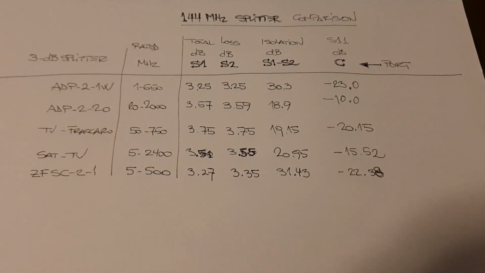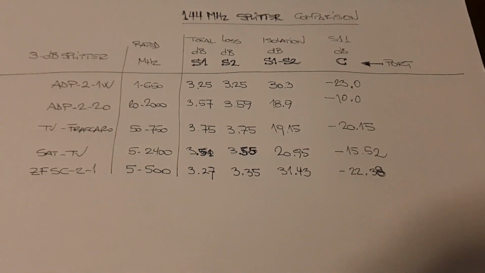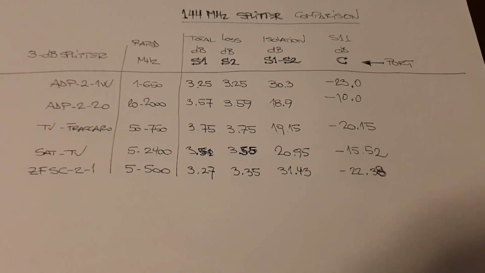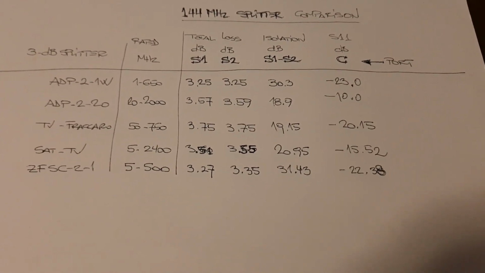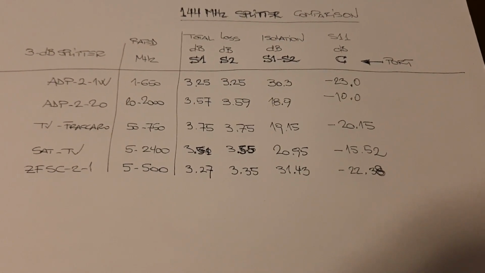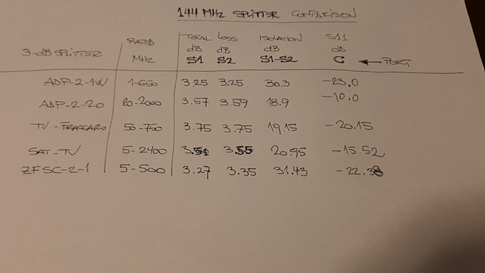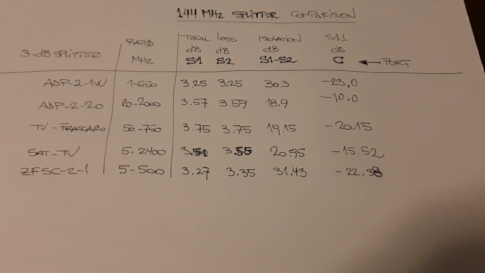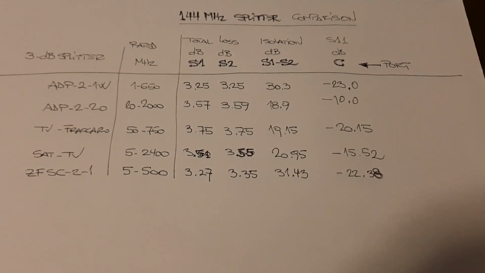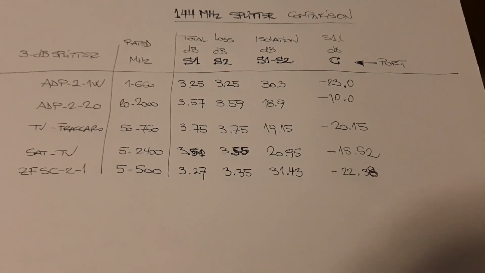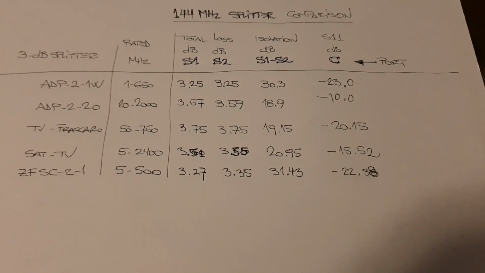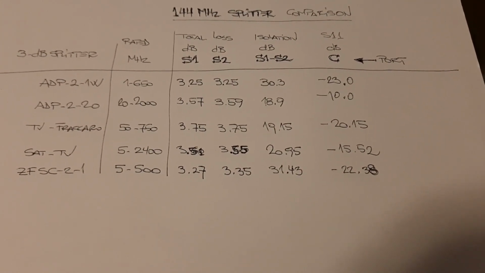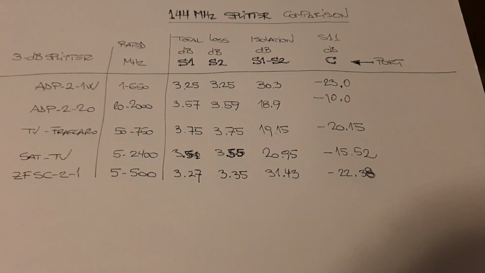At the end, here is the result, the report of measuring all 3 dB splitters, commercial ones and the TV quality. Again, we can see from the results that the SAT-TV cheap splitter can be used on 2 meters for amateur radio purposes.